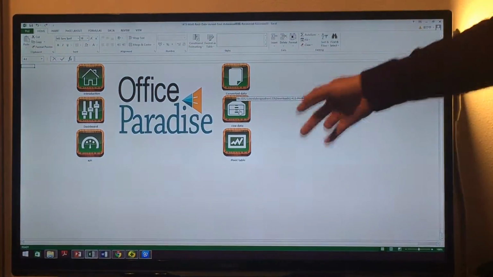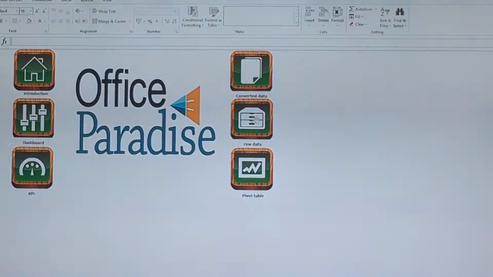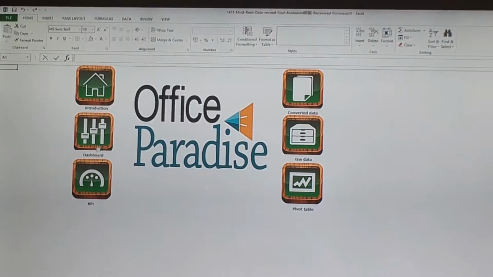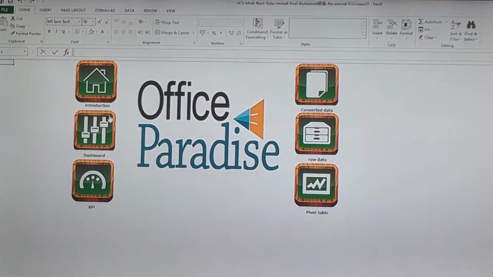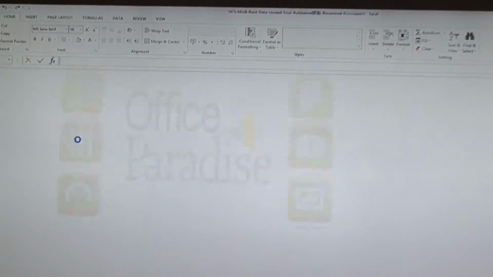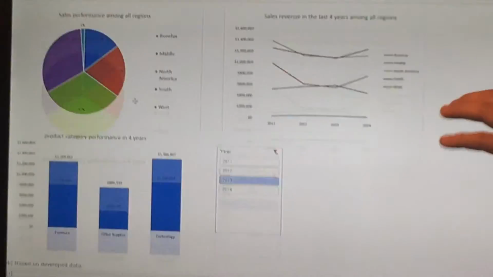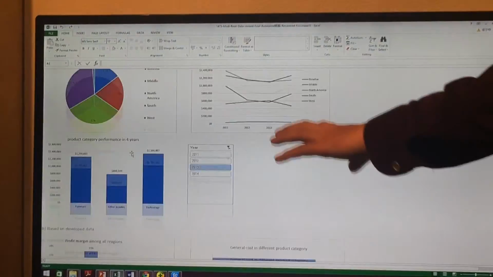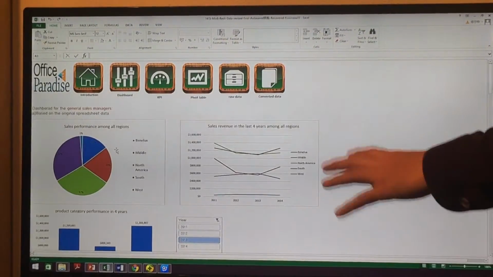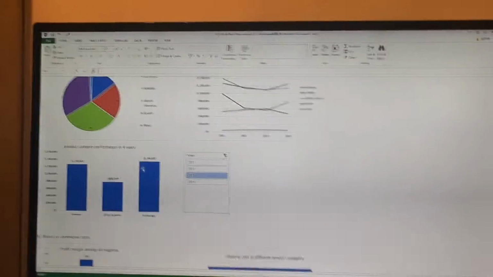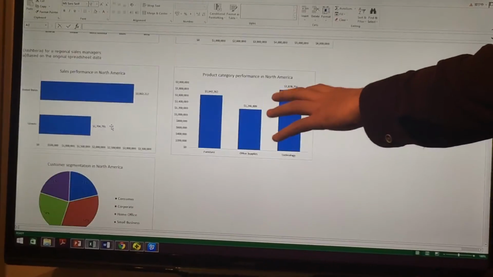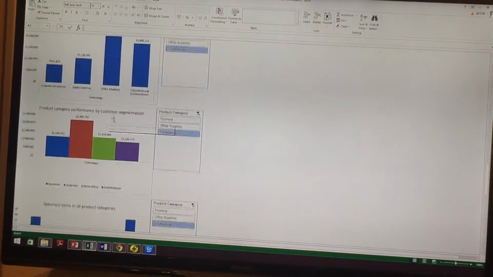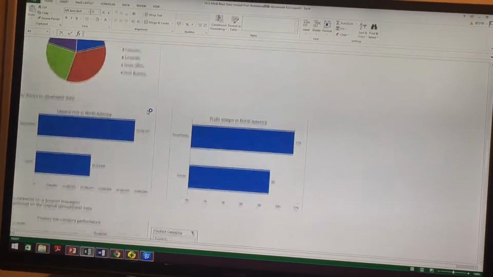Well, this is the home page or the introduction page of my Excel, and these are the buttons that you can click and transfer to the other page. And here is the dashboard. As you can see, there are lots of tables in this page. The first 5 tables are for the general sales manager, and then the next 5 tables are for the regional sales manager, and the last 5 tables are for the product managers.